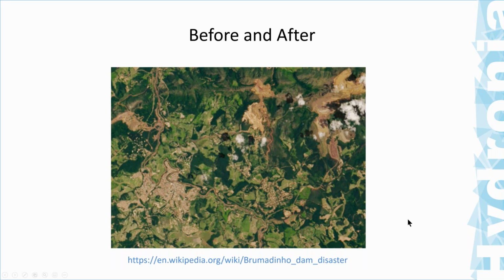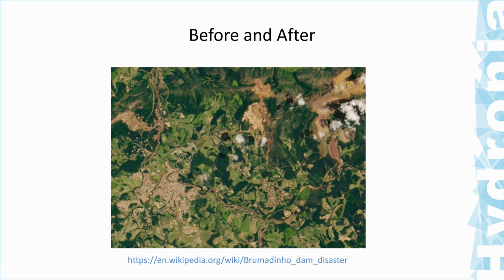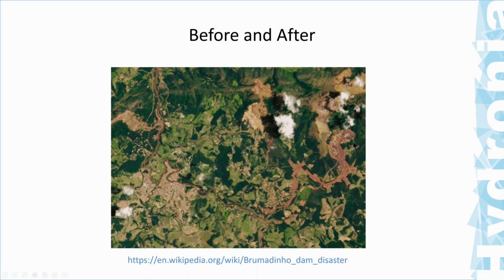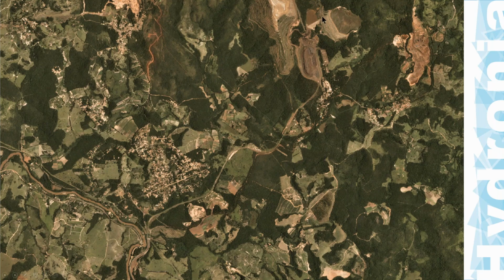So this is an animation that represents how the site looked before and after. This is taken from an online site, and you see the approximate area affected by the event. This is the dam location, and this is the Paraopeba River. I will talk about this in a minute as well. So this is the location of the dam. This is the mine area. There are some mining operations around here. And you see here the town and the Paraopeba River.